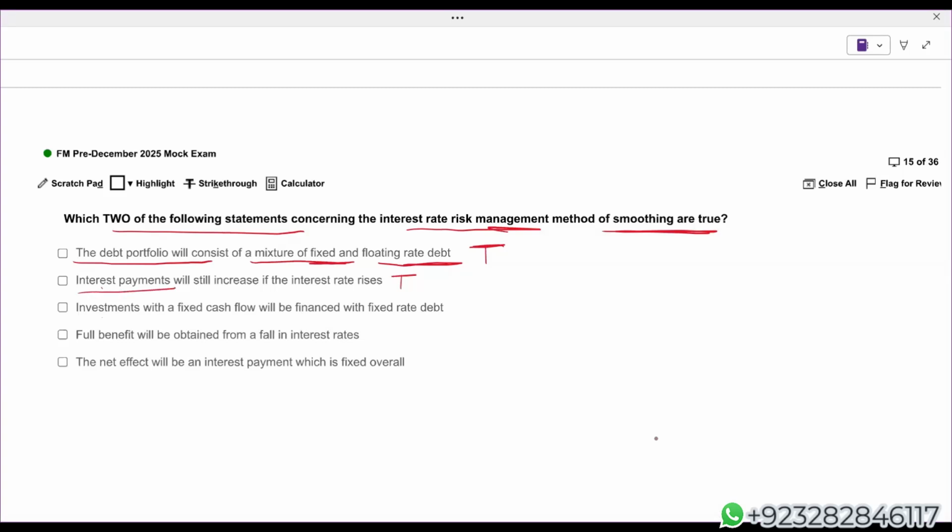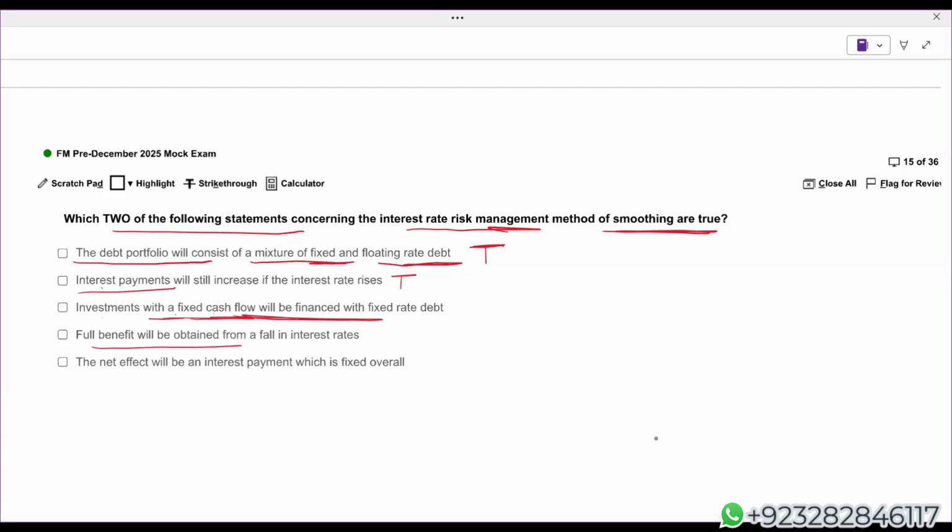Okay, investment with fixed cash flow will be financed with fixed. Actually, when investment with fixed cash flow is financed with a fixed rate of debt, that is matching. It is not smoothing. Smoothing means I'm holding fixed and floating both types of debt.